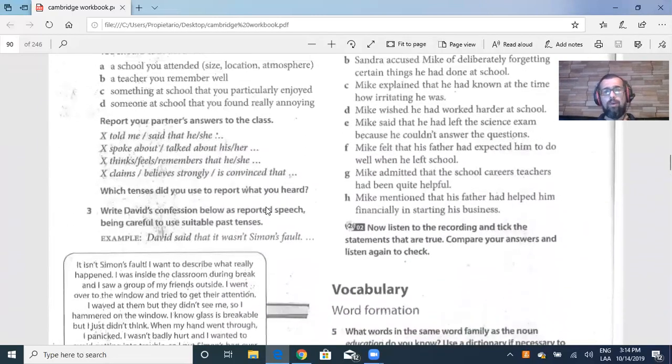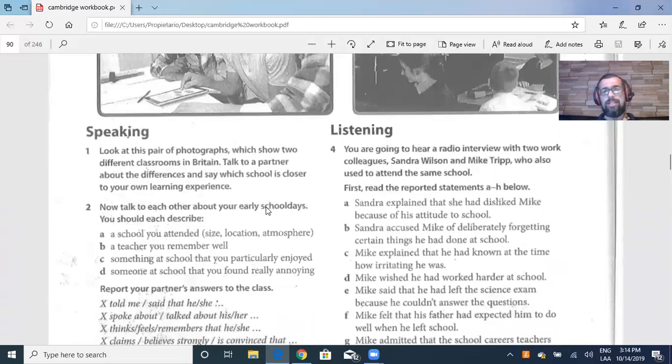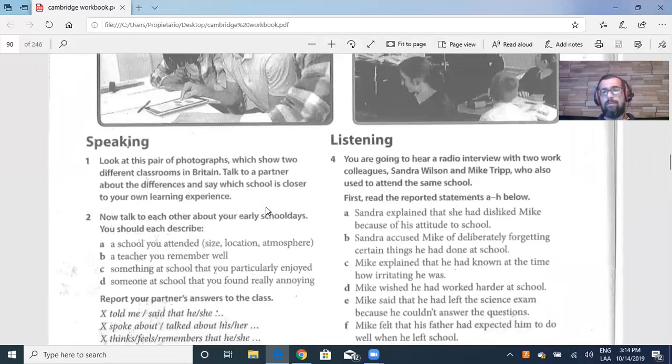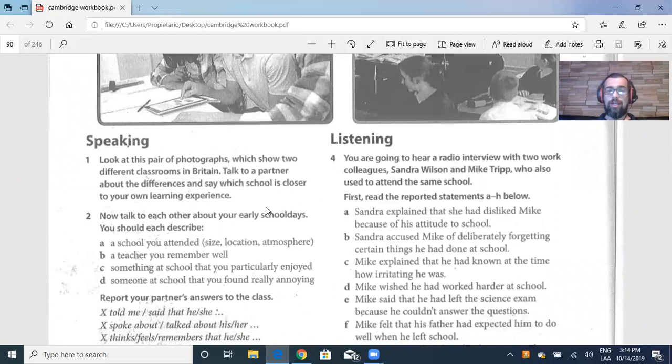Now, we're going to be focusing on the listening part. Remember, I'll be sending you this audio on the WhatsApp group so that you can have it and practice it also. But let me read to you the instructions. It says you're going to hear a radio interview with two work colleagues, Sandra Wilson and Mike Tripp, who also used to attend the same school.